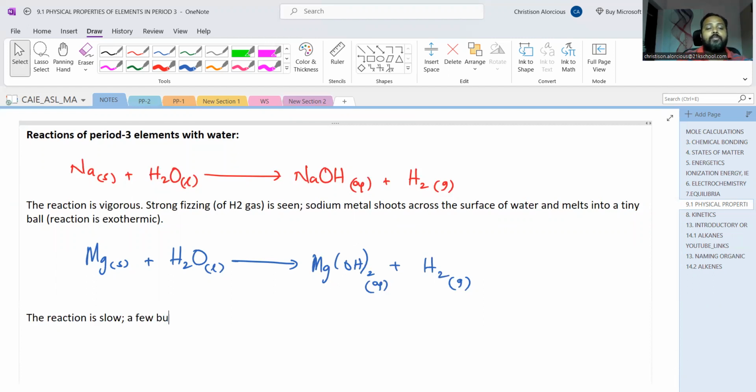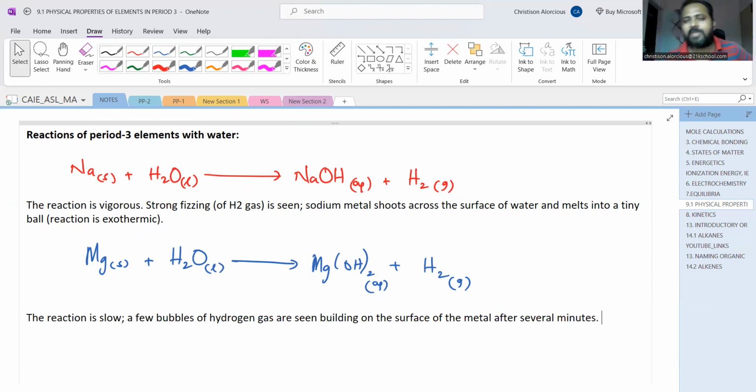What happens is a few colorless bubbles of hydrogen gas are seen building on the surface of the metal after several minutes. So you wait for about 10-15 minutes, and you find that because the magnesium is heavy, it sinks down to the bottom of the water. And there, on the surface of the magnesium metal, tiny bubbles build. Now, if you're lucky and enough bubbles build on the surface, that makes it buoyant, and the magnesium will rise to the surface.